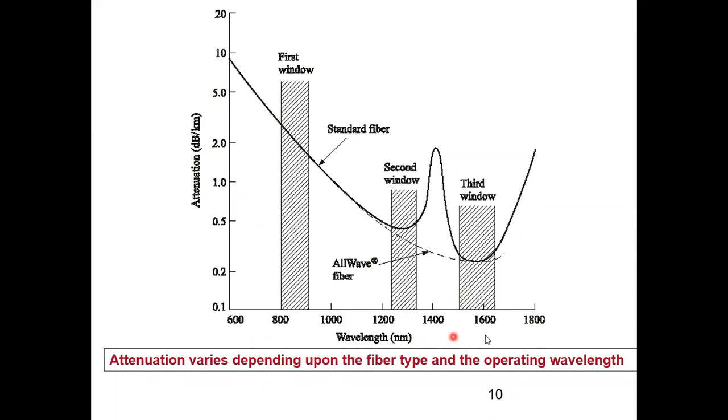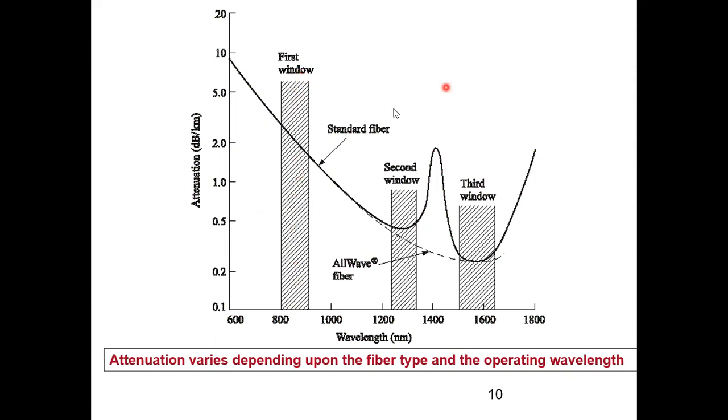Okay, so on the x-axis, I have wavelength in nanometer, and on the y-axis, I have attenuation in dB per kilometer. Attenuation varies depending on the fiber type as well as the operating wavelength. Our range of fiber optic communication is from 800 to 1600 nanometer. Initially, in the first generation, we were operating in the first optical window.